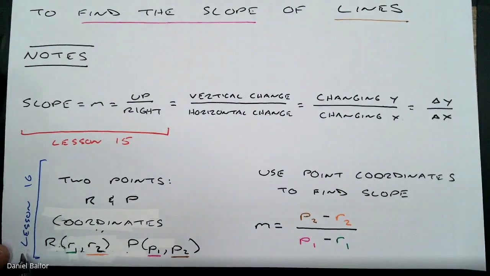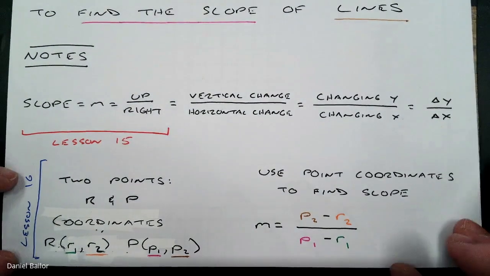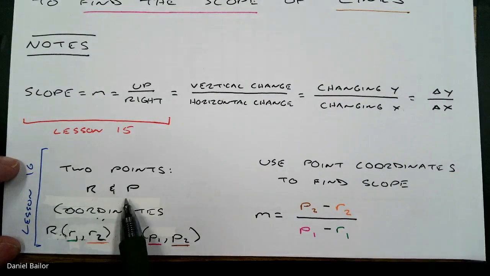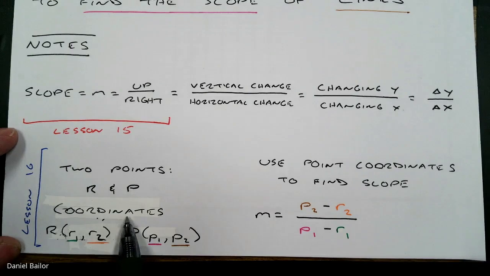This is lesson 16 stuff. If you have 2 points, R and P, so we have point R, we have point P. You need their coordinates to find the slope. So the R coordinates, we have R1 and R2.